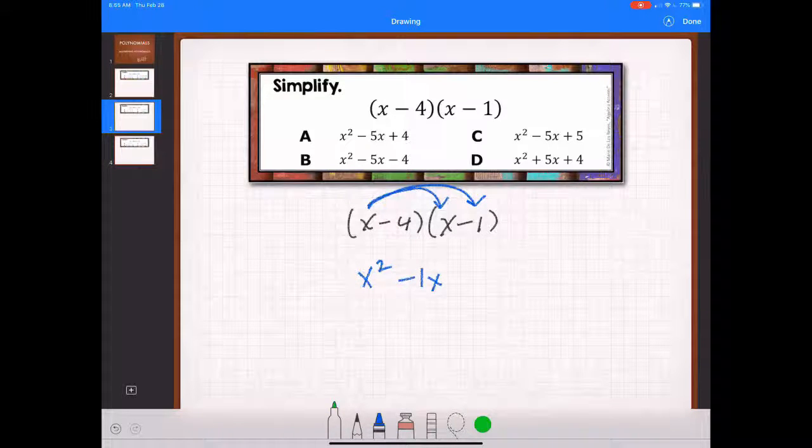Then you'll multiply underneath. You're taking that sign with it, so it's negative 4 times x is negative 4x. And negative 4 times negative 1 is positive 4.